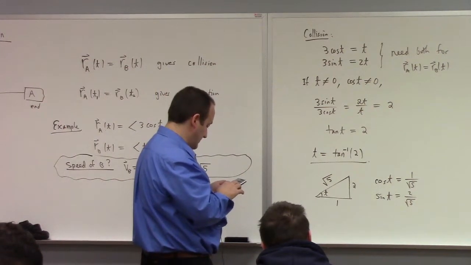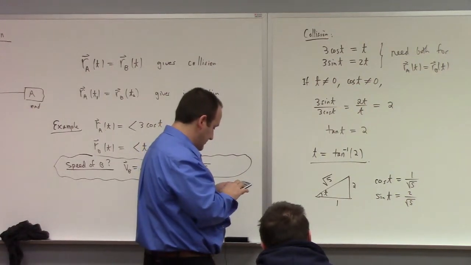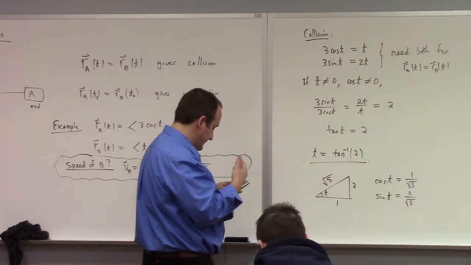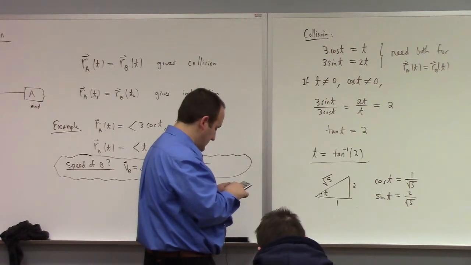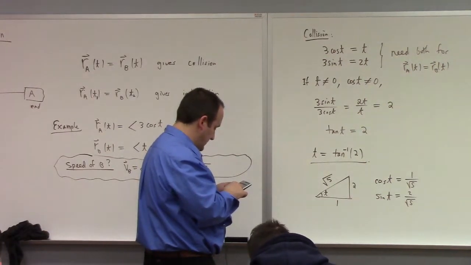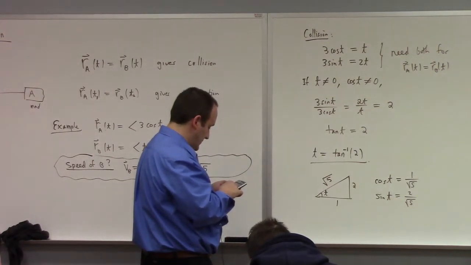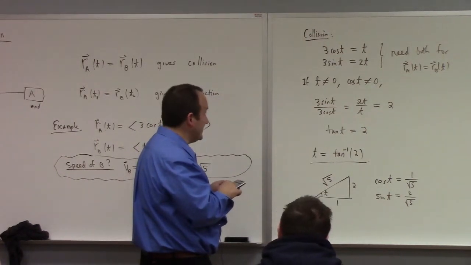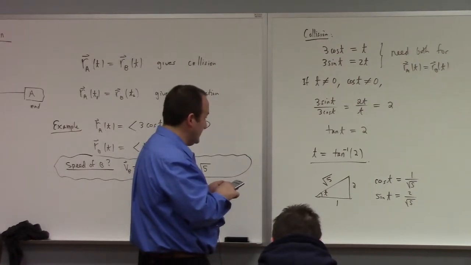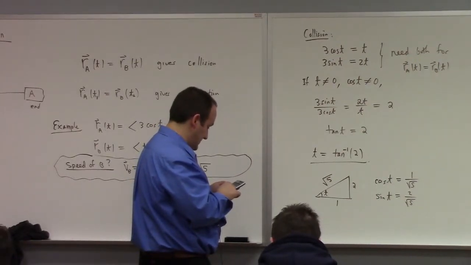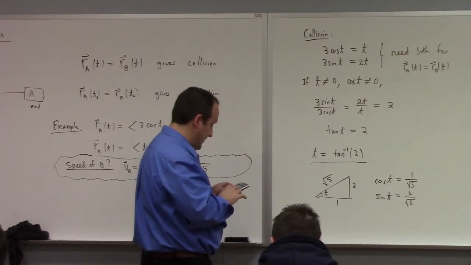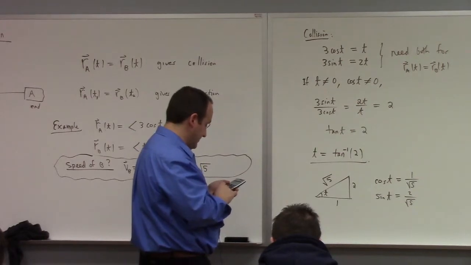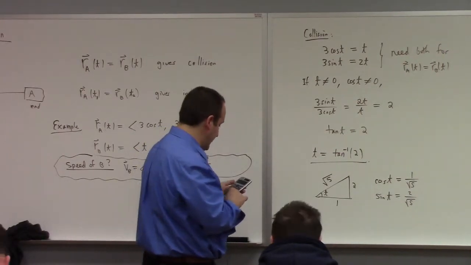Curses. Where did that thing go? Come on. My calculator is not helping me. I forgot how to change to radians on my silly calculator. Curses. Oh, there it is. Radian mode. Inverse tangent of 2, what do we got? 1.107, roughly speaking.